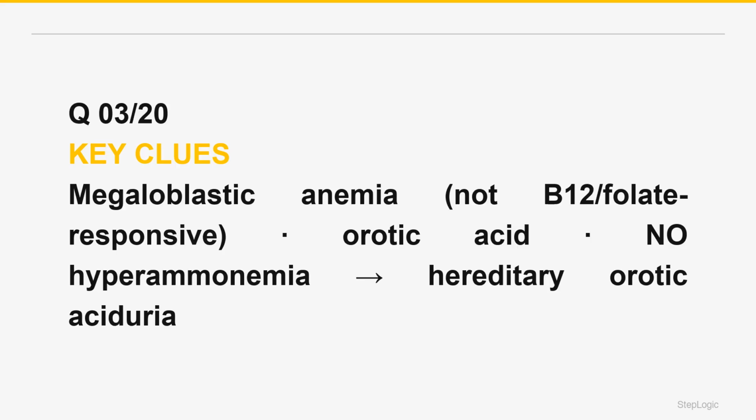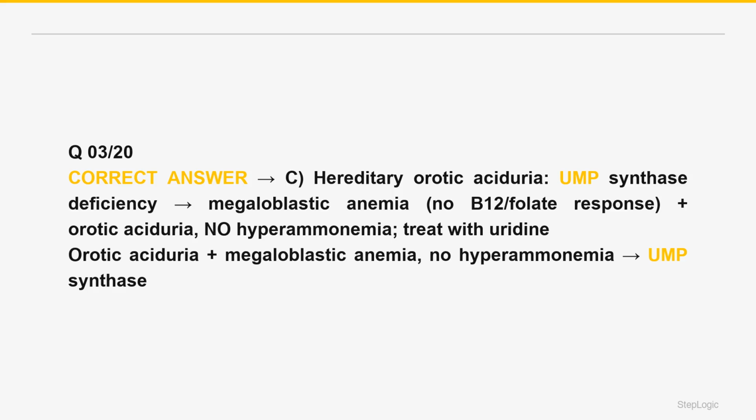This is hereditary orotic aciduria, a defect in pyrimidine synthesis. The enzyme is UMP synthase, which normally converts orotic acid to UMP, the precursor of all pyrimidines. When it is deficient, the body cannot make pyrimidines, so orotic acid accumulates and spills into the urine, and the impaired nucleotide synthesis causes a megaloblastic anemia. The key clue is that this anemia does not improve with vitamin B12 or folate because the block is downstream of those vitamins, in pyrimidine production itself, and there is failure to thrive. The correct answer is C.